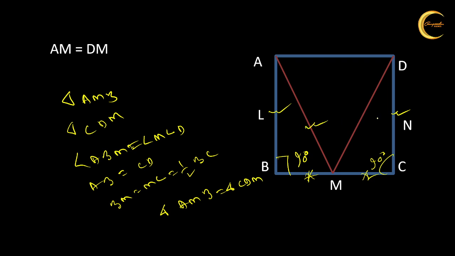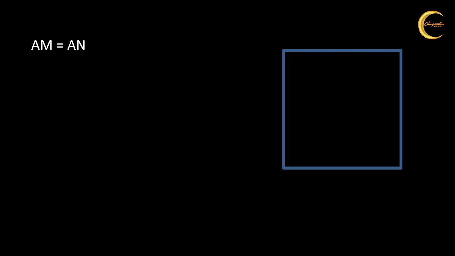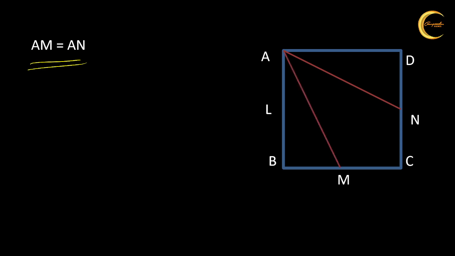So these two lines are equal. So this AM equals DM. So it is very simple. Now see our next problem. We have to prove here that AM equals AN. So this AM means, so this is the AM and this is the AN.